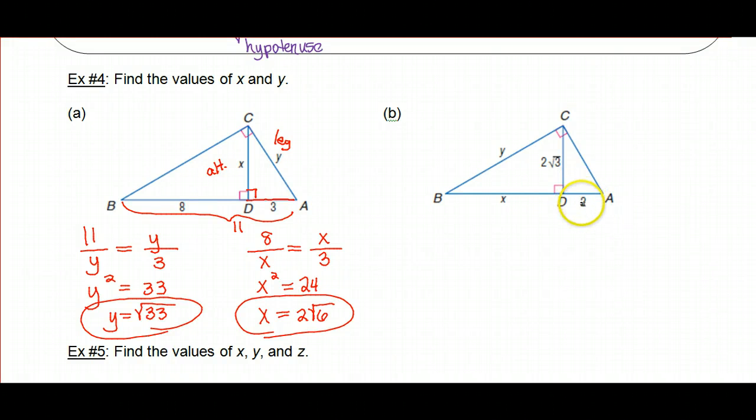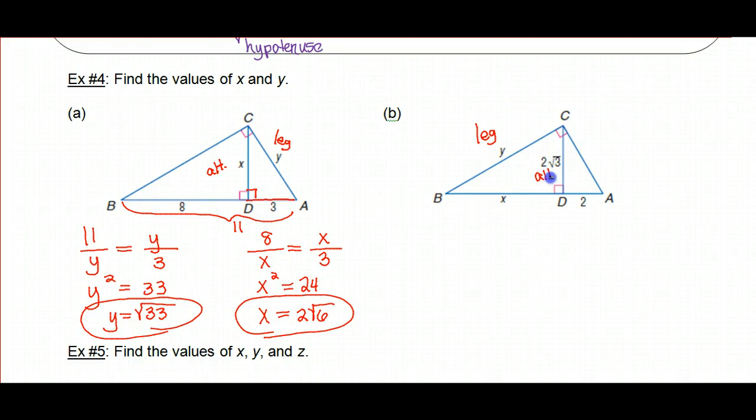We don't have enough information to find y first. Why not? Because we'd end up with 2x, and x squared equals y squared. We don't know what x is, so we can't solve for the hypotenuse. This is the leg, and in order to use the geometric mean with the leg, we need to know the hypotenuse and the segment adjacent to the leg. So we have too many variables involved, which means I need to figure out what x is equal to first.